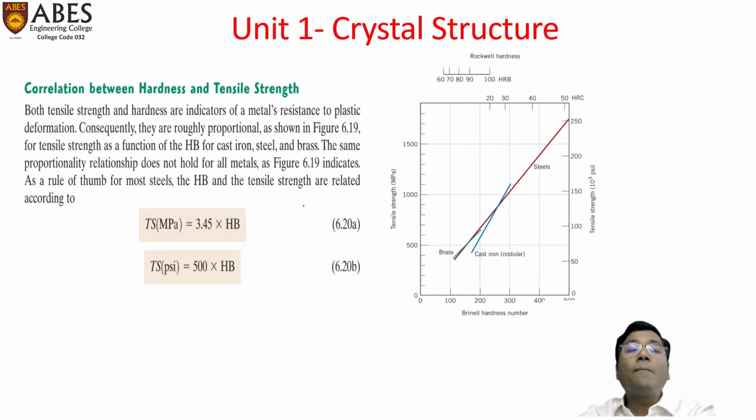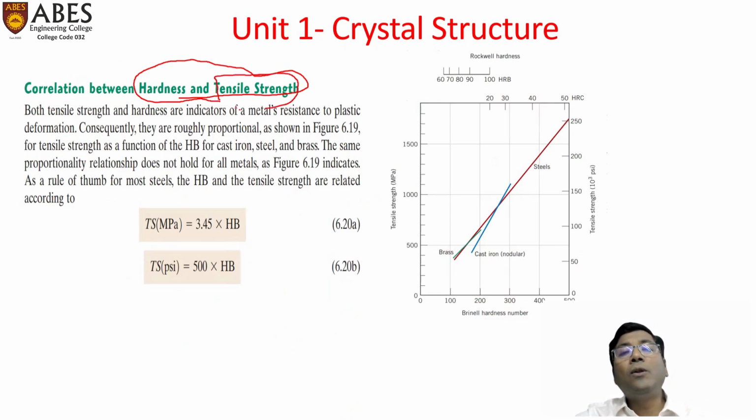Now coming to the last segment, that is the correlation between hardness and tensile strength. The relation of these hardness values with tensile strength, whether it is related or how it is related, is of significance, because tensile strength can be measured only through a tensile test.